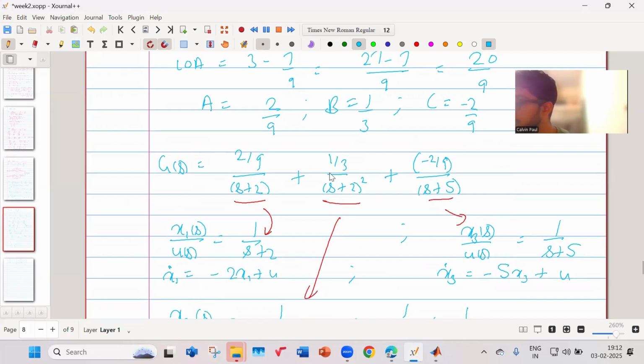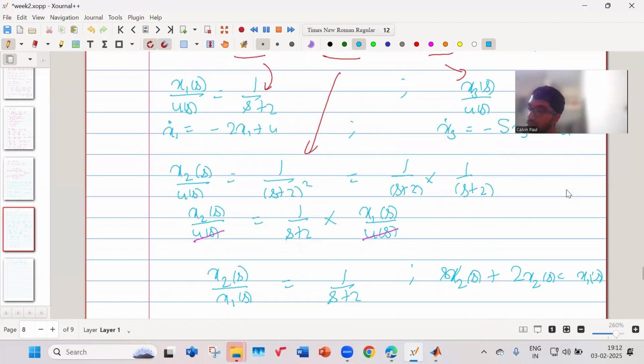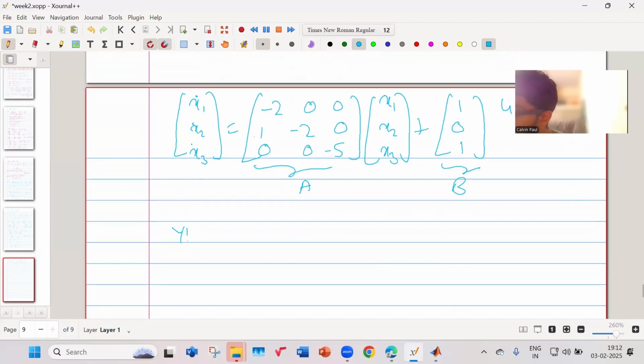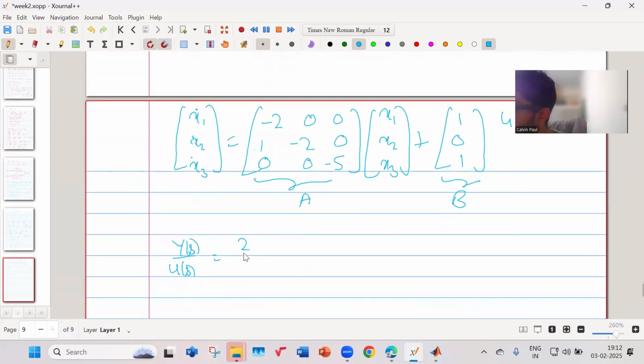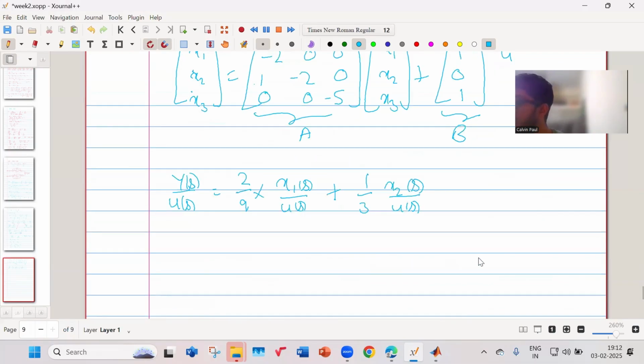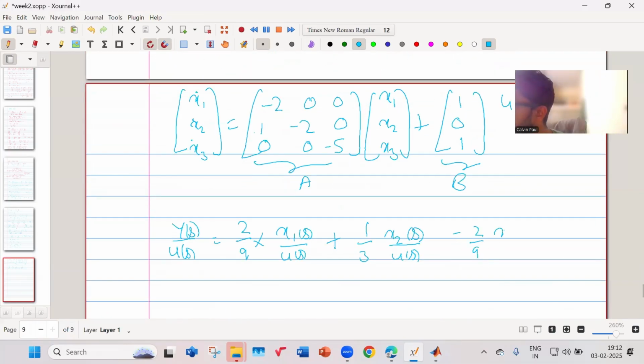Y of s upon u of s is actually equal to 2 by 9, 1 by 3, and minus 2 by 9. So this is actually 2 by 9 into x1 of s upon u of s, plus 1 by 3 into x2 of s upon u of s, and minus 2 upon 9 x3 of s upon u of s.